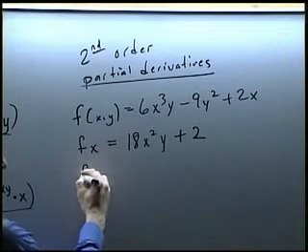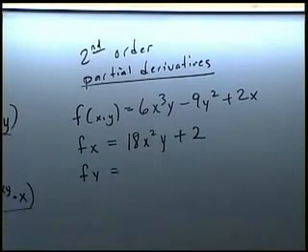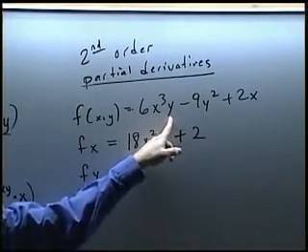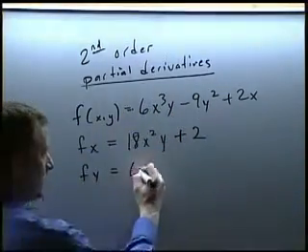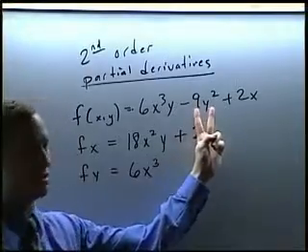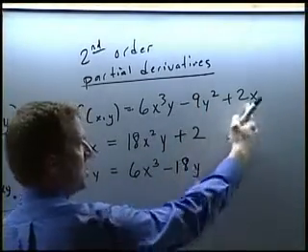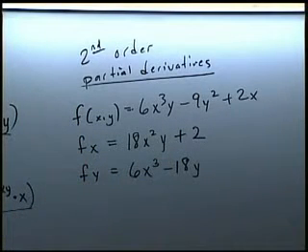Okay, let's also calculate the derivative with respect to y. Let's get all the first derivatives taken care of, and then we'll go to the second derivatives. What's the derivative of this with respect to y? 6x cubed. Derivative of this with respect to y? Minus 18y, and this with respect to y is 0. Okay, so we've got our first derivatives taken care of.